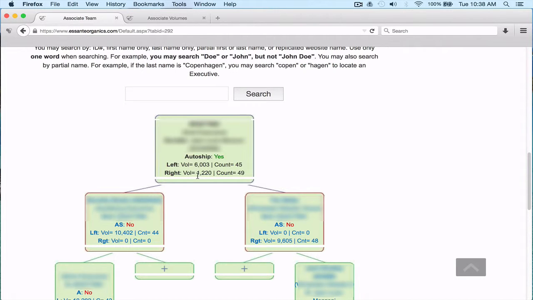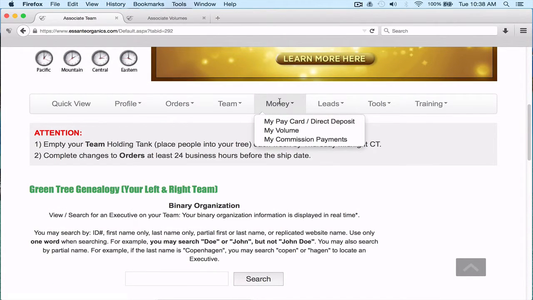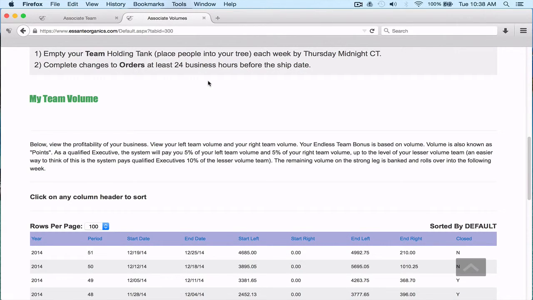So for a more accurate view, what you're going to want to do is actually go to your volume section. And to do that, you're simply going to scroll up. You're going to go to where it says Money, and you're going to click on volume. And when you do so, you'll see something that looks like this.